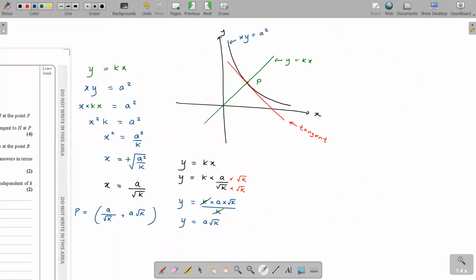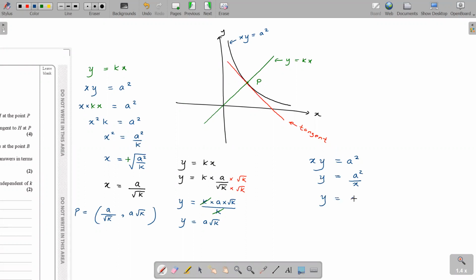How do we normally find the equation of the tangent? The first thing is we need to differentiate the hyperbola equation and get dy by dx. That's what we do to find the gradient. Because dy by dx is the gradient of the tangent. So now I'm going to find dy by dx. My xy equation is a square, right? So let's make y the subject: y equals a square over x. Is that okay?